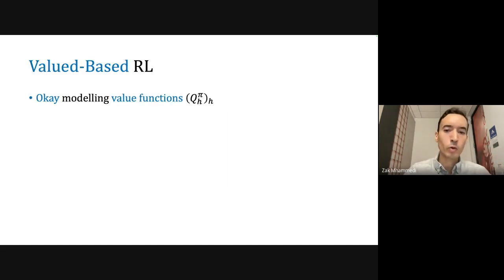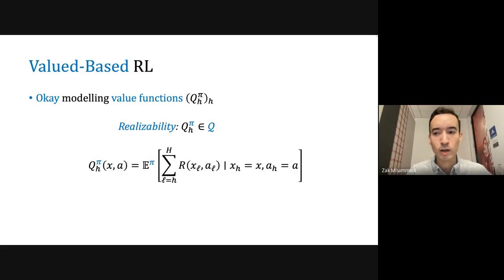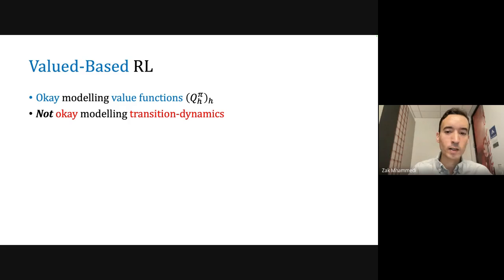The focus of the paper will be on value-based RL. So we want to use function approximation to estimate the value functions, either for all possible policies pi or for just the optimal policy pi star. And specifically, we want to avoid using function approximation to model transition dynamics, since the transition dynamics can be complex for many real-world applications.